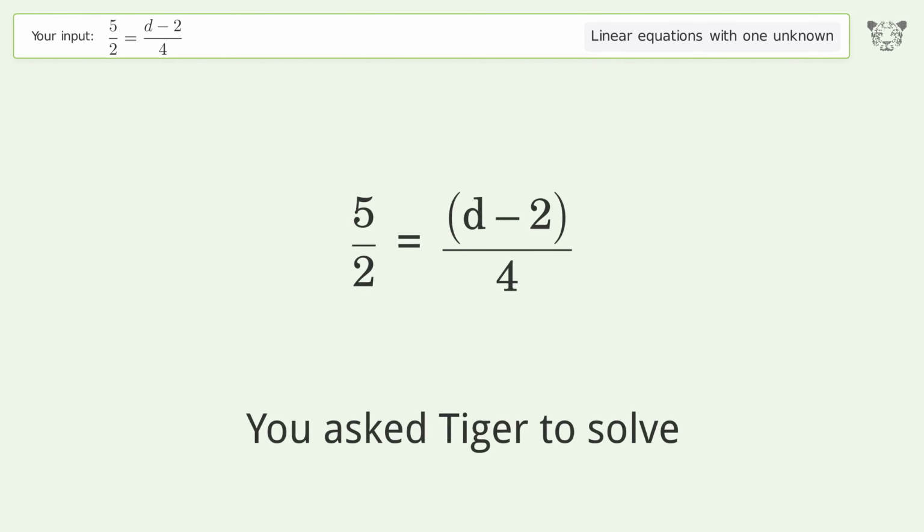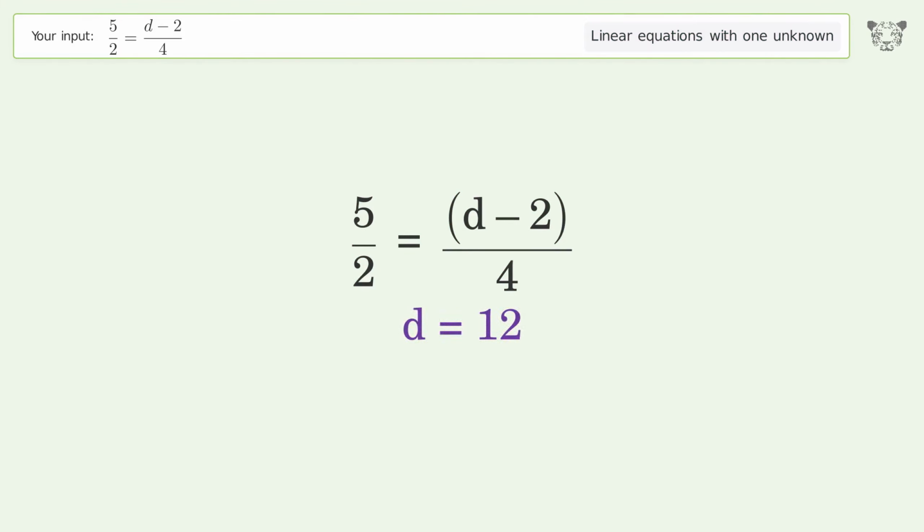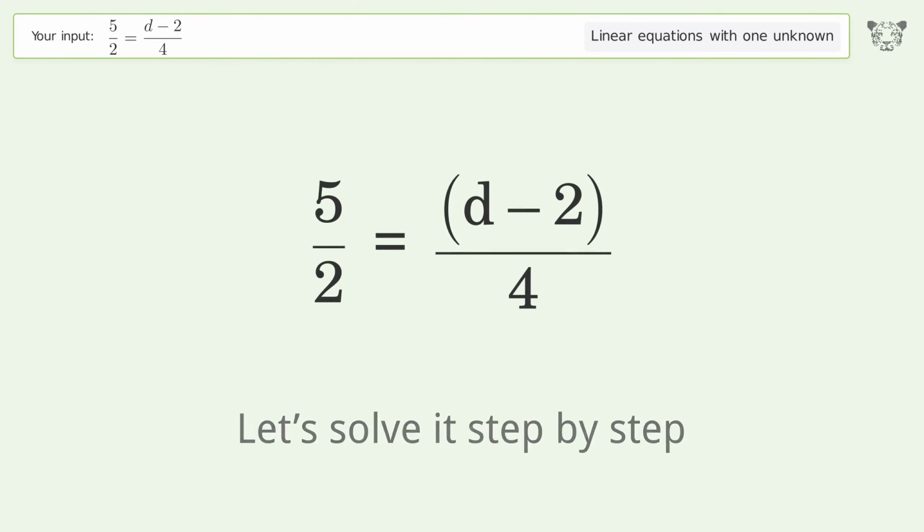You ask Tiger to solve. This deals with linear equations with one unknown. The final result is d equals 12. Let's solve it step by step.